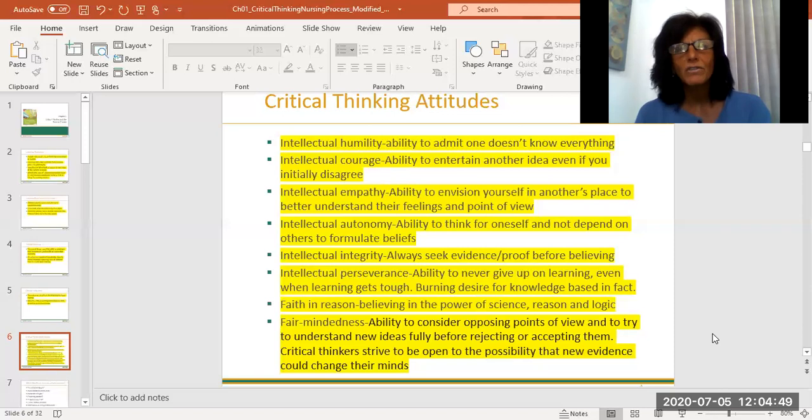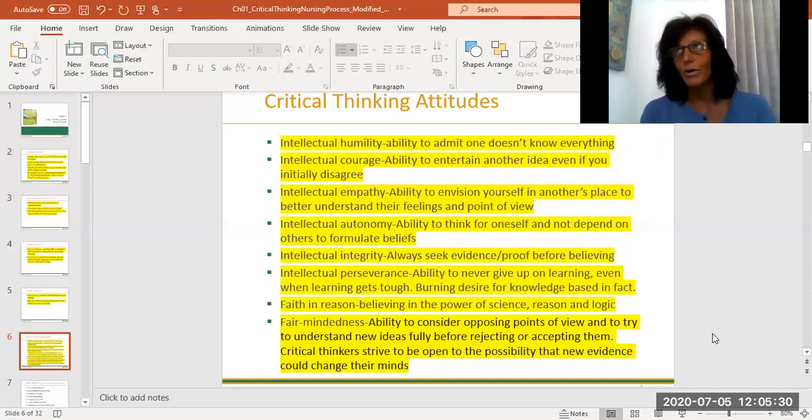Intellectual autonomy. You must think for yourself. Okay? You don't depend on others to formulate beliefs. You think for yourself. You weigh out all of the options and you make your own informed decision. I was raised in a very strict Italian Catholic household. Once I was old enough, I started saying to myself, I'm not sure if I believe everything that I've been told to believe. So now I need to think for myself and weigh out all the information, seek out more information, and then formulate my own beliefs. Okay, that's intellectual autonomy.